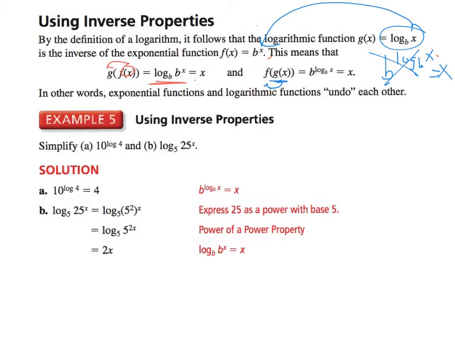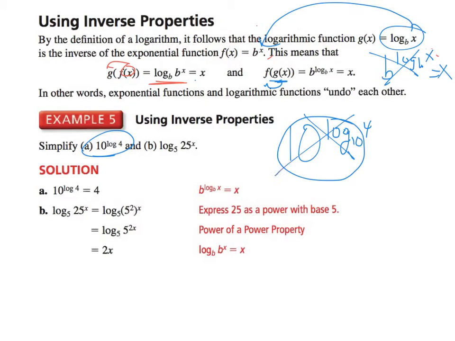So, if you wanted to simplify this, 10 to the log 4. Now that means that there's a base 10 here. That means all of this cancels. You are just left with 4. Next one.